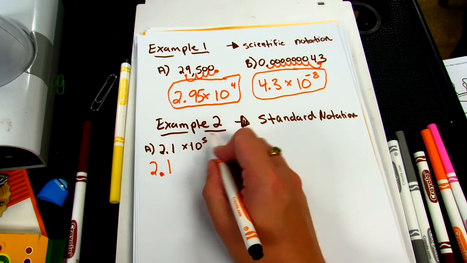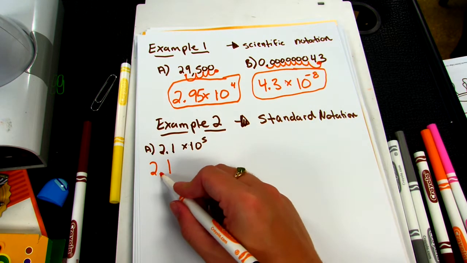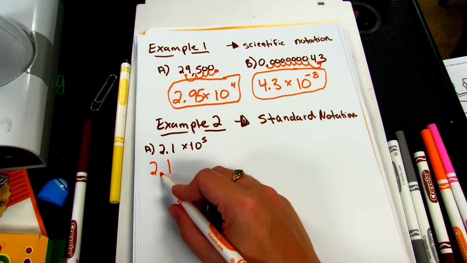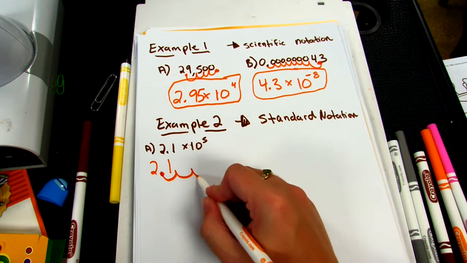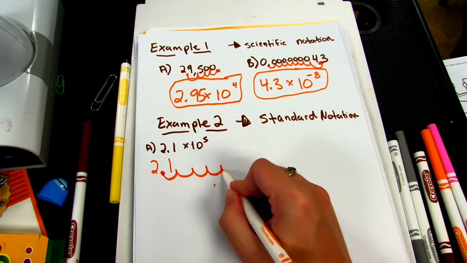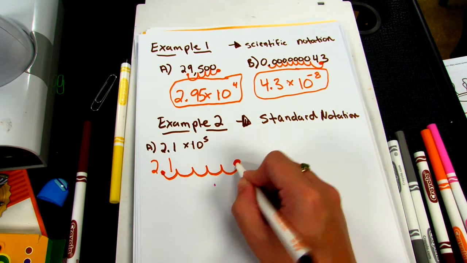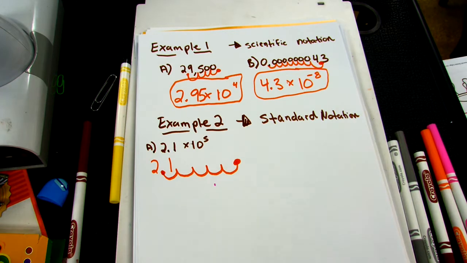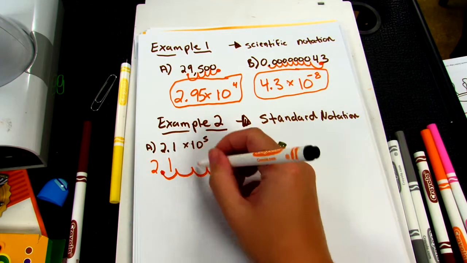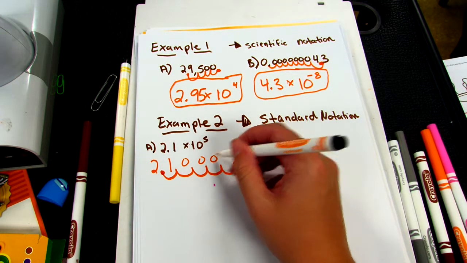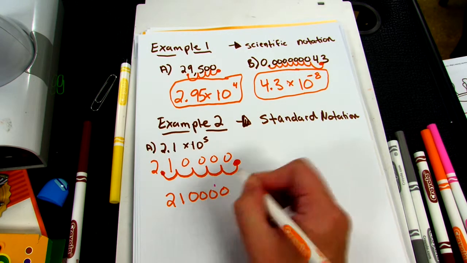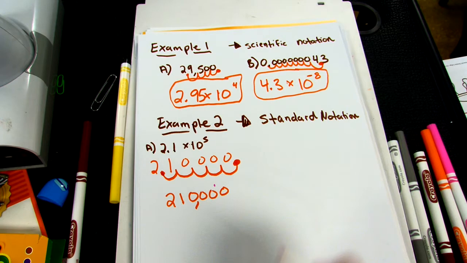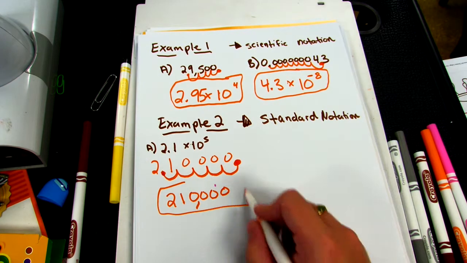But since its exponent is positive, we want our number to get bigger. So that means that we're going to move it to the right, so that way our number gets bigger. 1, 2, 3, 4, 5. New decimal place, okay? So what happens is that these gaps right here become zeros. So we have 2, 1, and then we have 4 zeros, which means that we have the number 210,000 as our final answer.